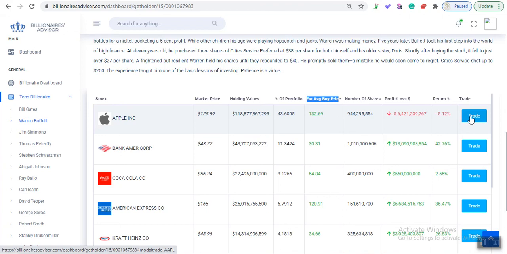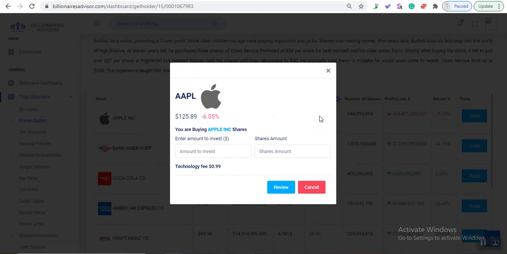What's the next step? You click trade. When you click trade, a pop-up screen will appear. You will see that the price is 125. What can you do? Because we offer fractional shares, you could invest in a dollar amount instead of a share amount.